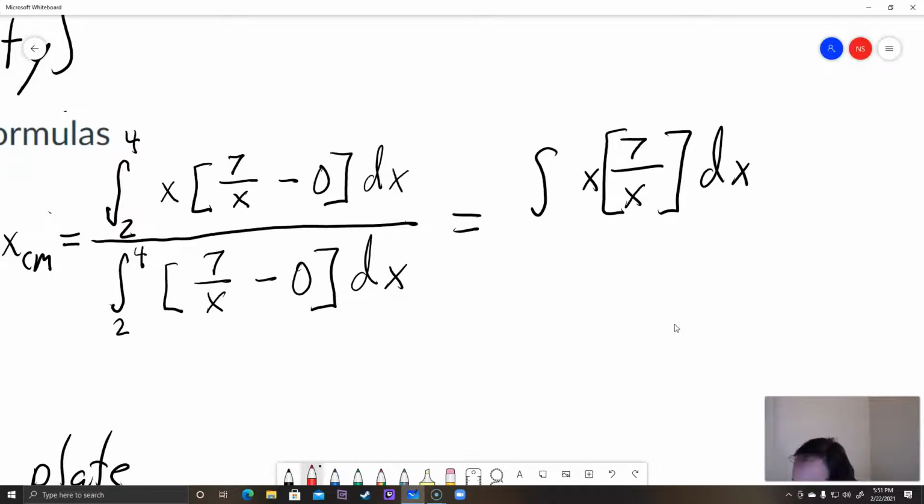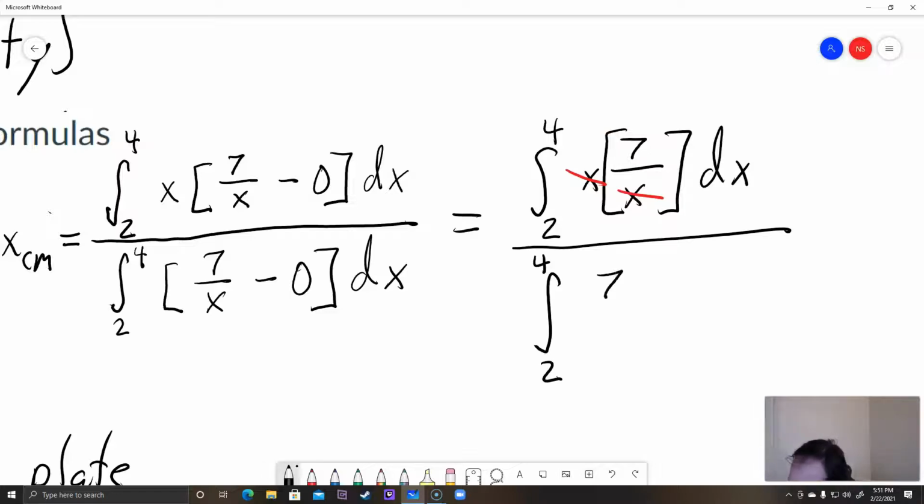And those x's are just going to cancel out. Okay? So in the numerator, the x just cancels out with the one in the denominator there. And then on the bottom, we've just got the integral from 2 to 4 of 7 over x dx. Okay, and because 7 is a constant, we can factor out the 7 on the top and also factor out the 7 on the bottom. So I'm going to go ahead and bring the 7's outside of each integral.